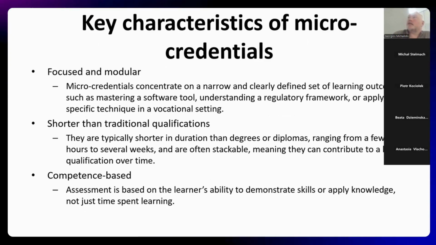What are the key characteristics? Here are some more. So focus and modular. Again, H5P allows this modularity to take place for micro-credential trainings. Shorter than traditional qualification, I explained to you before. It could be hours, could be a few weeks, but we are not talking about long durations. And always should be competence-based. So knowledge leads to skills, leads to competence. At the end, you must have the competence to act autonomously and carry out a certain skill or ability.